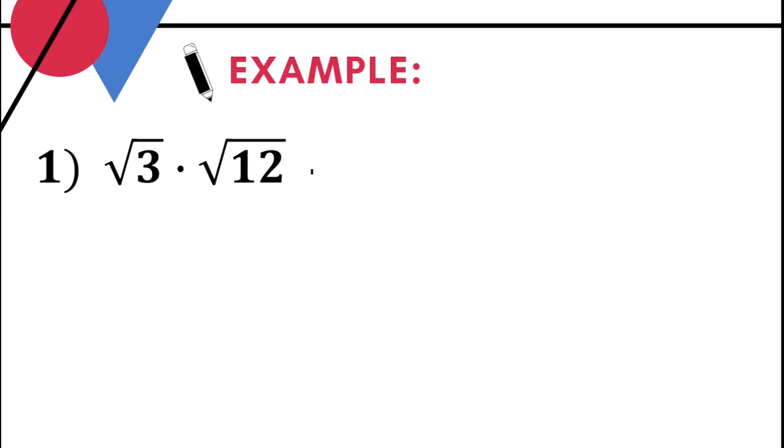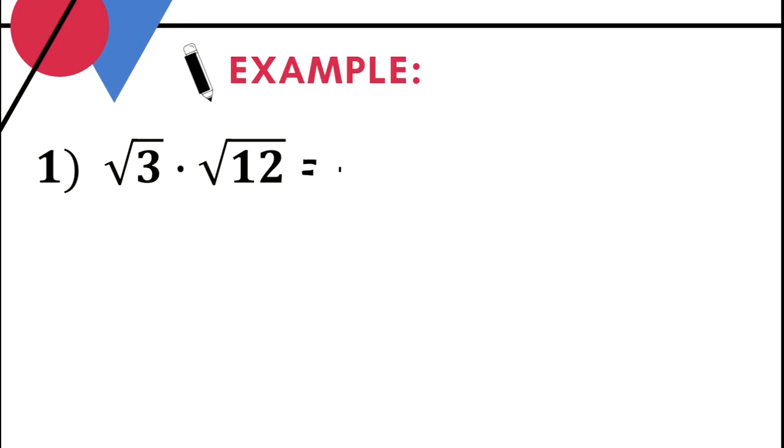First example, given square root of 3 times square root of 12. The two given radical expressions have the same index. To get the product, multiply the coefficients. So we have 1 and 1. 1 times 1 is 1. Since the coefficient is 1, there's no need to write the numerical coefficient.